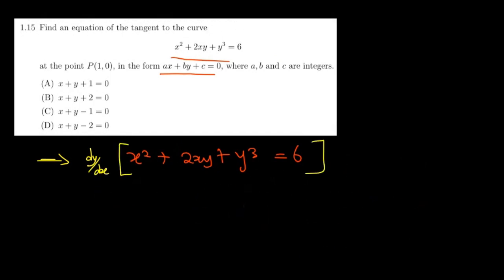Okay, so dy dx of this, I get 2x plus, here I have two variables, so I'll use product rule. So my u will be 2x, my v will be y. So we said you differentiate first the u.